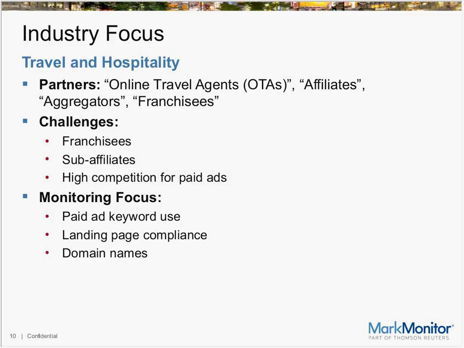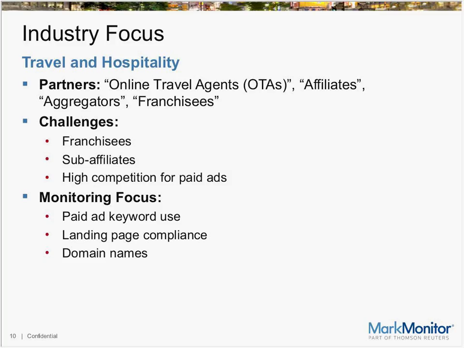A franchisee is a person that maybe owns a hotel, and it has a certain banner for a certain company, whereas online travel agents and affiliates and aggregators are people that are trying to get folks to purchase travel packages or flights or cars through their sites. And so we'll look at some different examples for both of those.